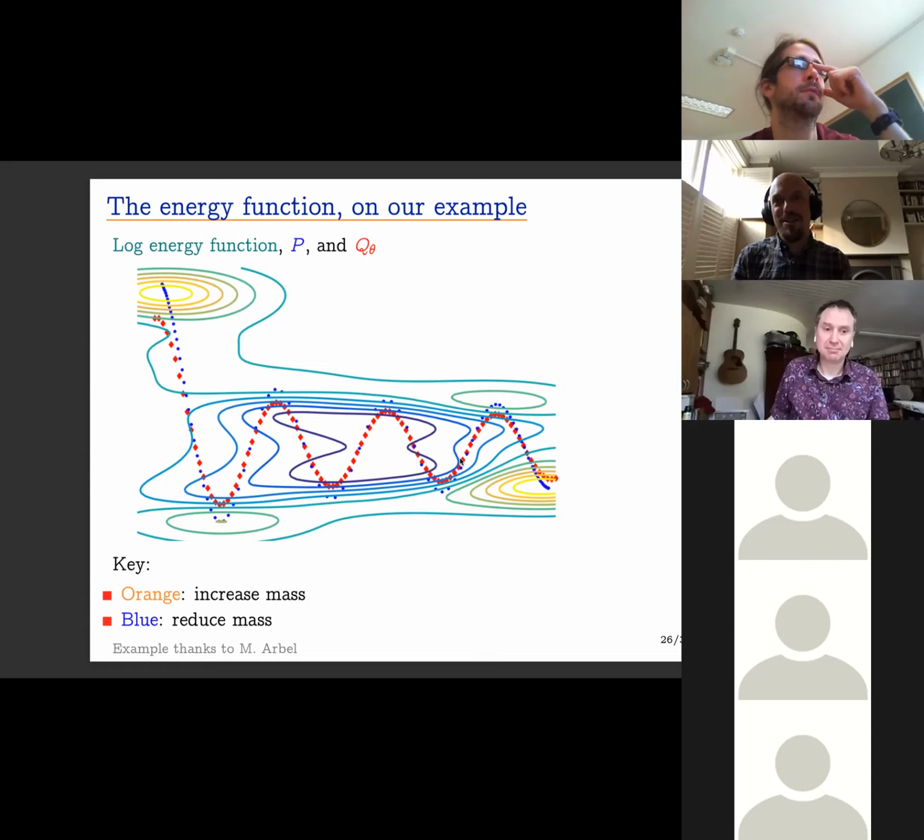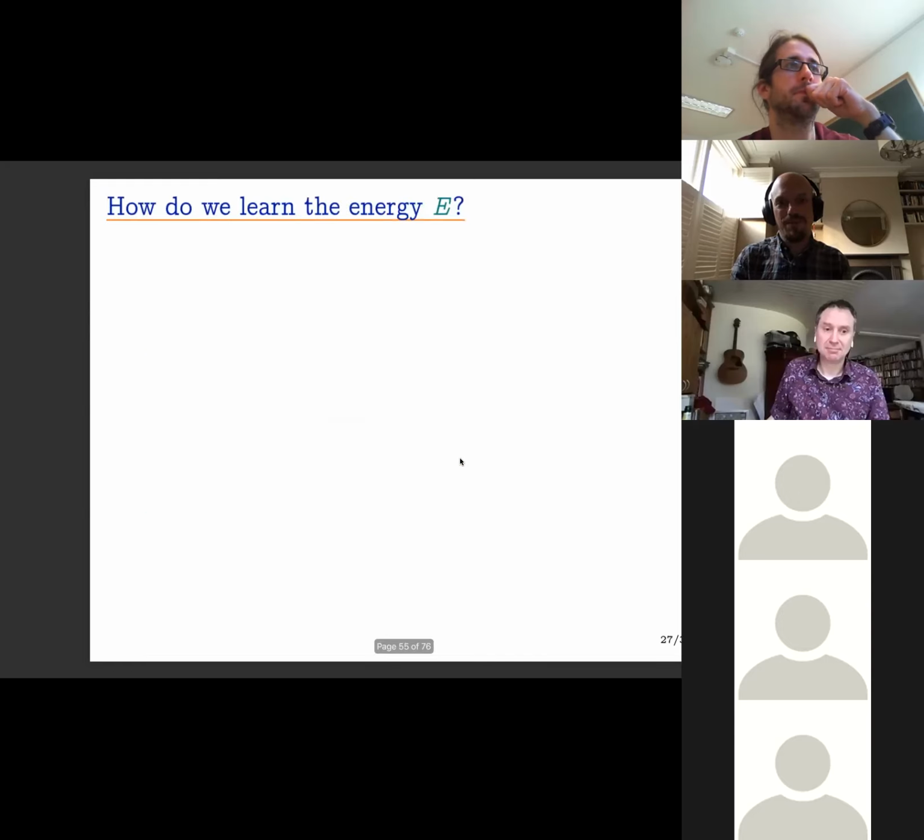Let's talk about how to learn this energy function. And in particular, what does this energy function have to do with a critic function of a GAN? How do we learn the energy E?